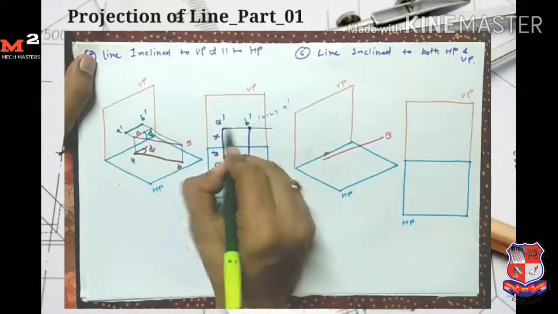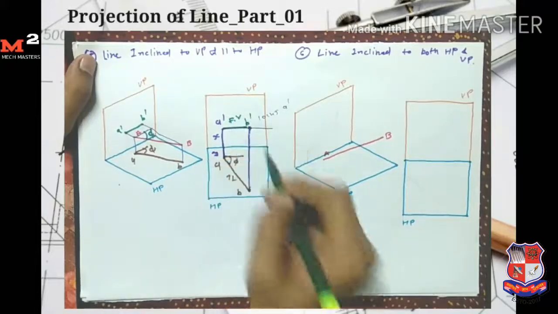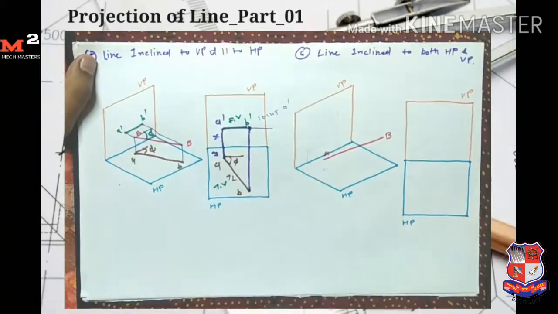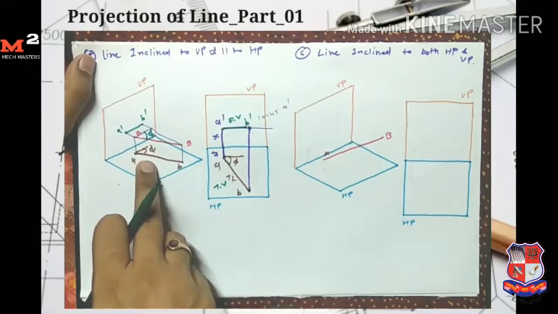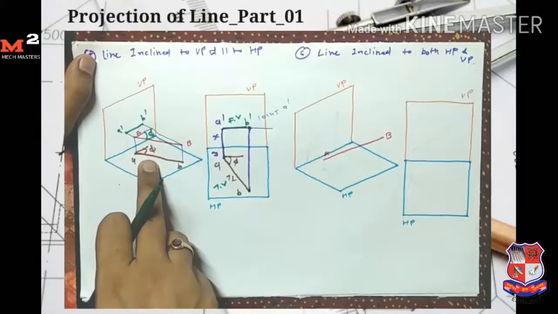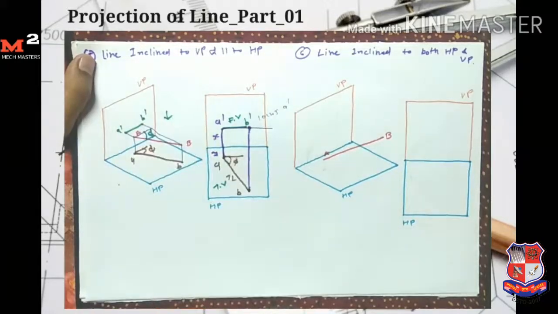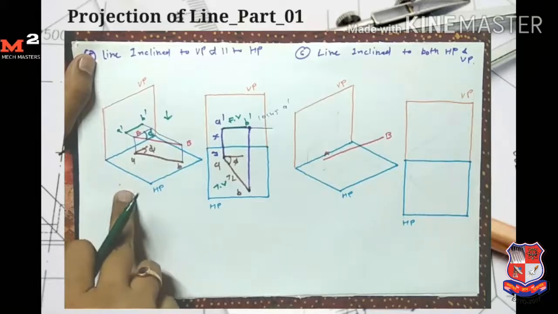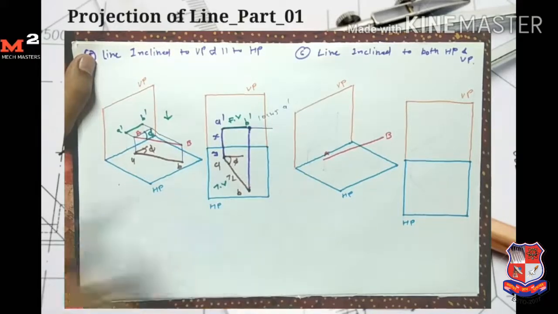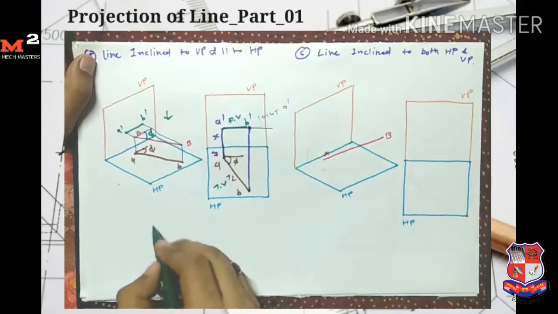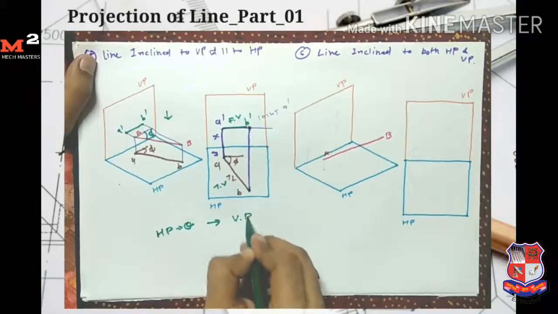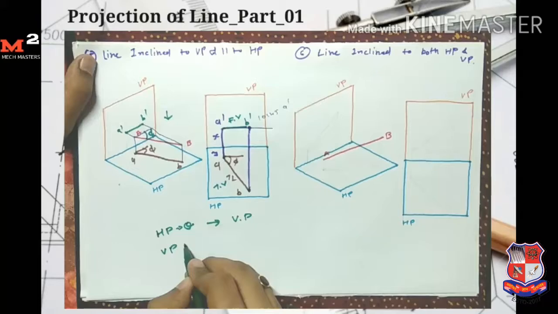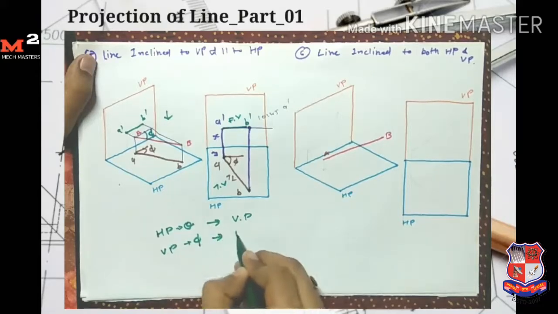So this is my front view and this is my top view. Here we note down that the line makes an angle phi with the vertical plane, but we see this angle when we see the line from the top. So the line makes an angle with the vertical plane, but we represent this angle on the horizontal plane. In the earlier case, when the line makes an angle theta with HP, we represent it on the vertical plane. Here the line makes an angle phi with the vertical plane, but we represent this on the horizontal plane.